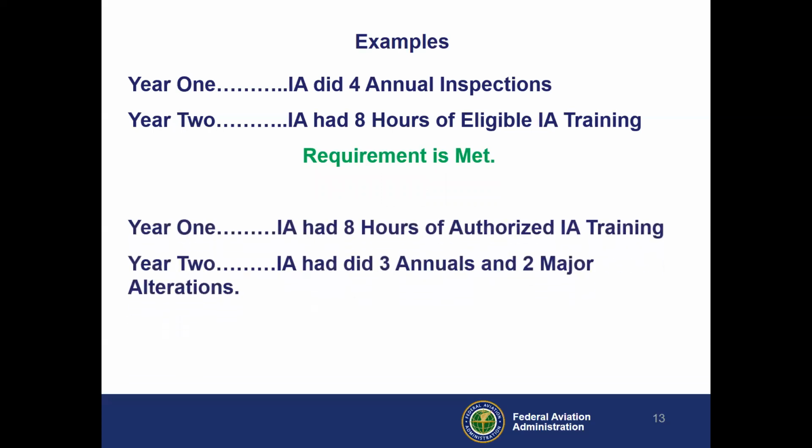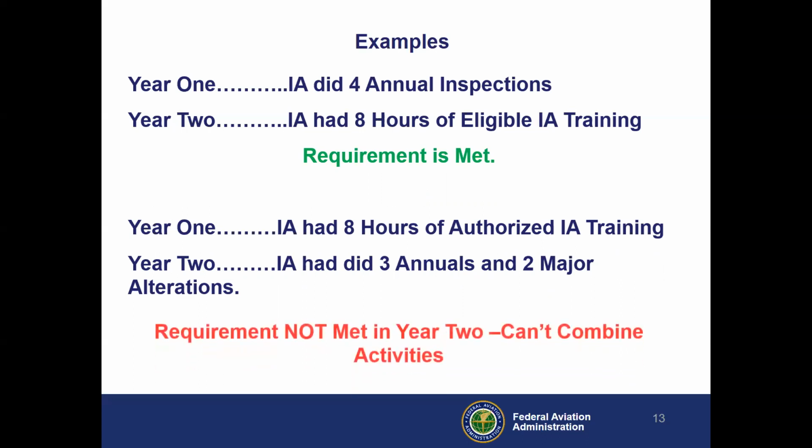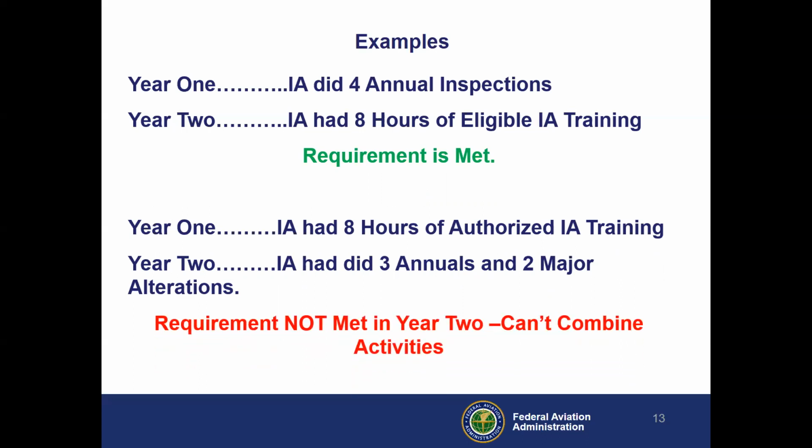In our second example, in year 1, the IA had 8 hours of authorized IA training. And in year 2, the IA did 3 annuals and 2 major alterations. And in this case, the requirement is not met in year 2. You cannot combine those activities. It's just the way the regulation was written and the way it's been interpreted.